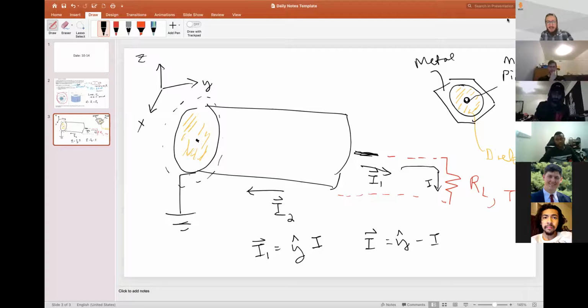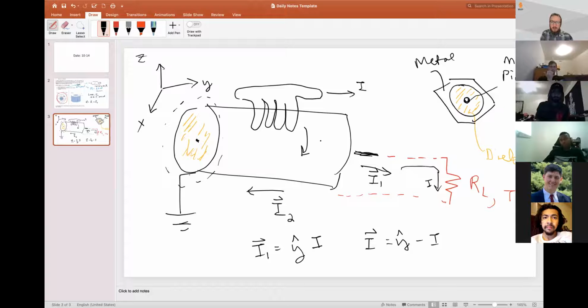But if we put your right hand up, right, you got your thumb like this. Your current is pointed in this direction. So this is where your H is, H due to I1. But then if you put your right hand on the other one for I2, your H is in the opposite direction.